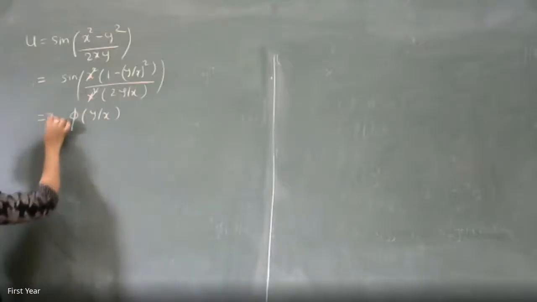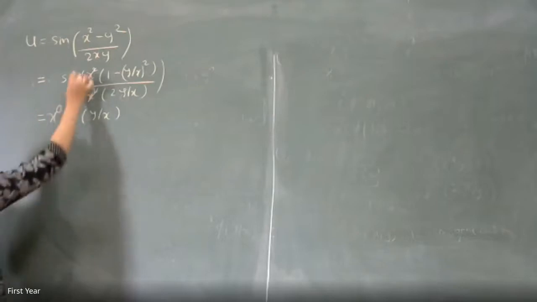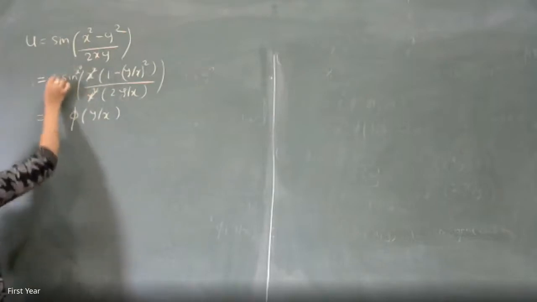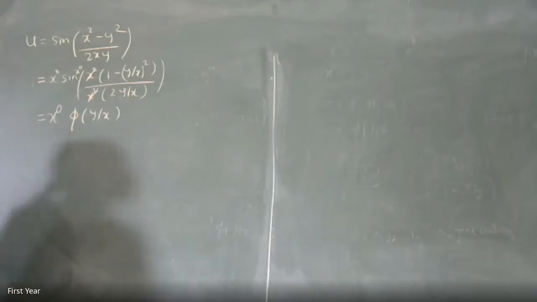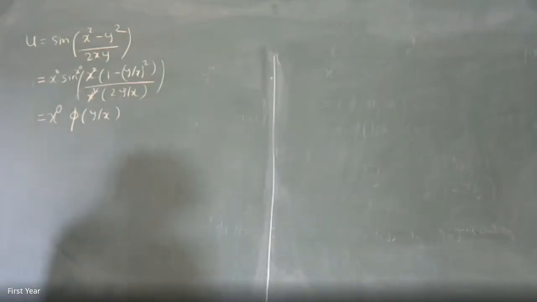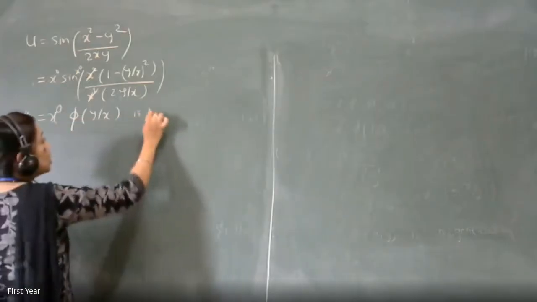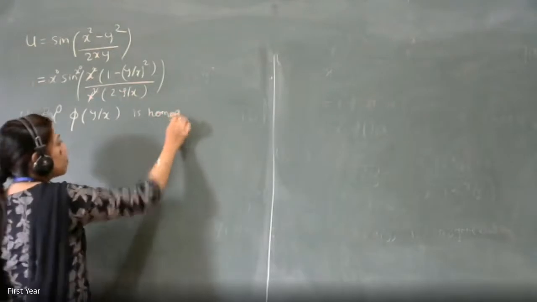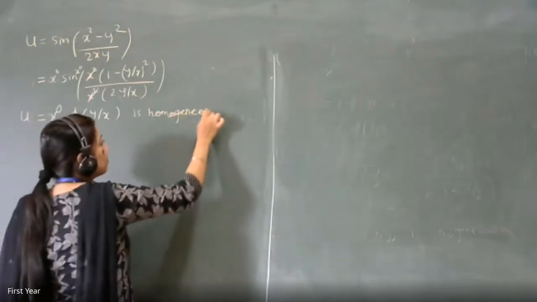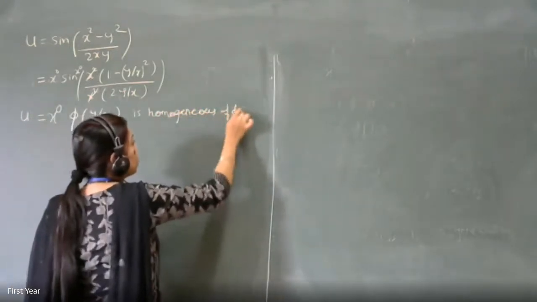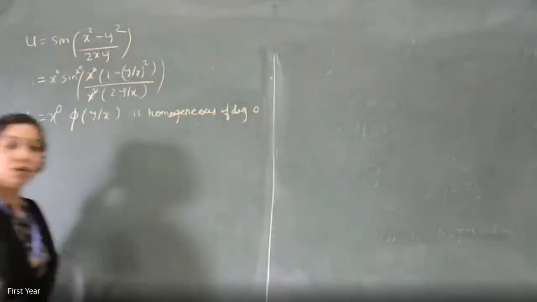So I can write here x raised to 0. Whether you write x raised to 0 here or x raised to 0 here, it is one and the same thing. Because what is x raised to 0? X raised to 0 is 1. Yes or no? So that's why U is directly homogeneous of degree 0. Clear?